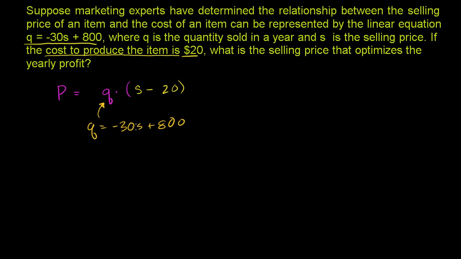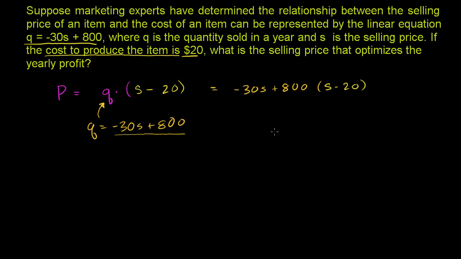And if you believe this, and if you actually made the selling price 0, if you just gave away this product, it tells us that we would sell at most 800. It might not be a perfect model, but some marketing experts have told us this, so let's just use it. So if we substitute negative 30S plus 800 for Q, we get negative 30S plus 800 times S minus 20. This is profit as a function of selling price.